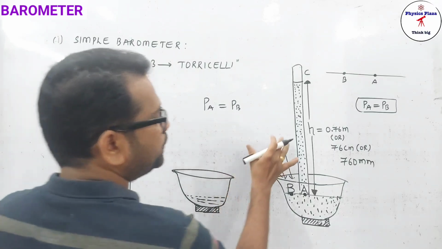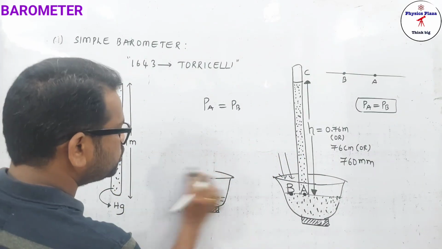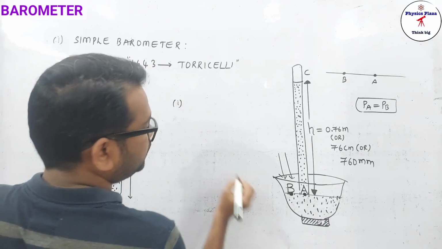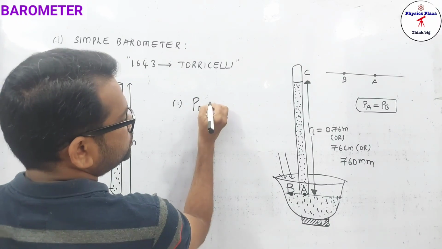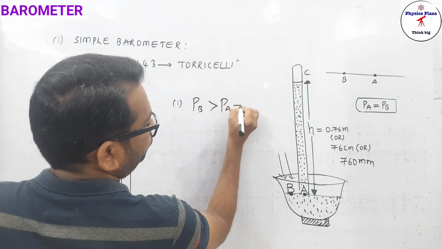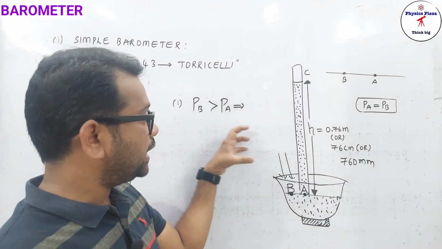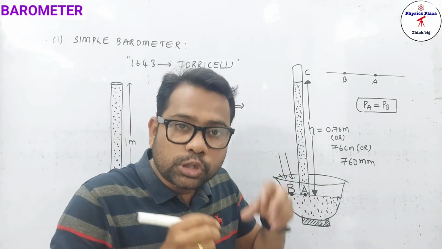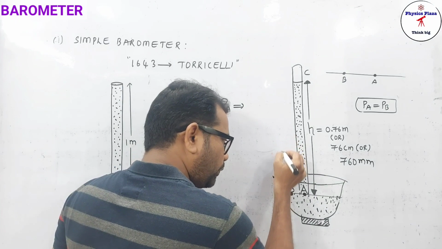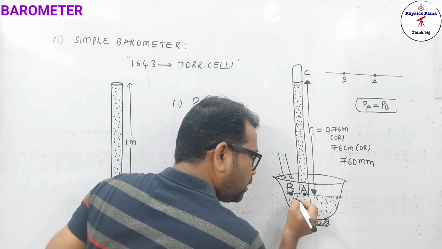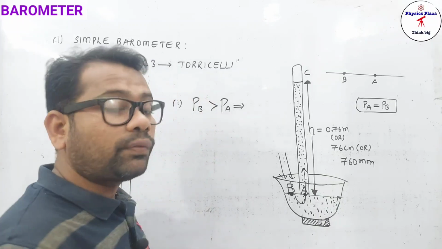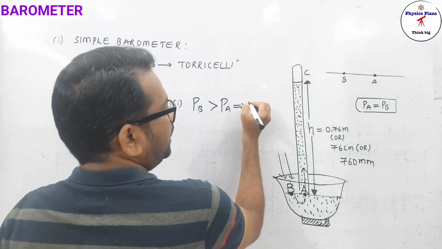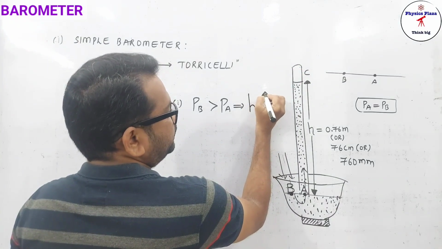For example, children, let us suppose outside pressure is increasing, try to understand. Outside pressure increasing means the pressure at point B is increasing, so it is greater than the pressure at point A. Then what will happen? As the atmospheric pressure at point B is more, and this is exposed to the atmosphere, the atmospheric pressure will force the liquid to enter the tube. Obviously, the level of the mercury inside will be increasing. So here, the height of the mercury level increases.